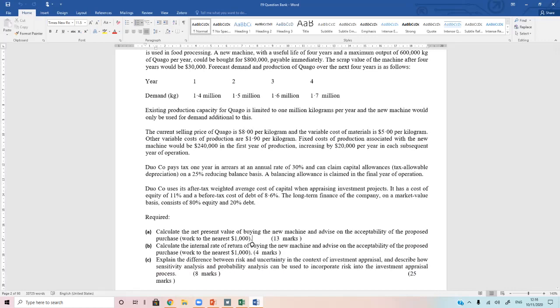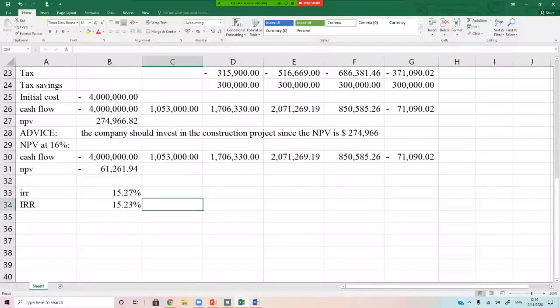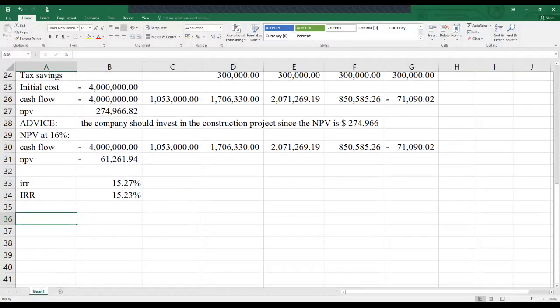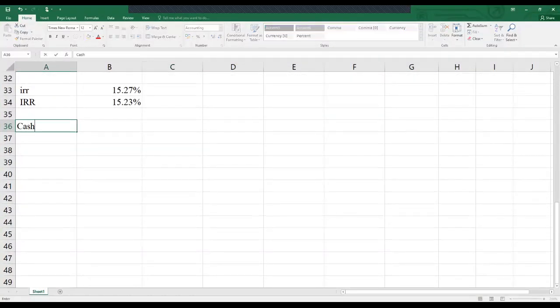Okay, great. So part A, we are meant to get the NPV, which we did. Now part B, the exam is asking you to calculate the IRR of buying the new machine and advise on acceptability of the proposed purchase. So you want to determine the IRR and advise the company as to whether they should invest in the project or not. You have to use Excel to do that. So you do have the cash flows here. What are the cash flows?